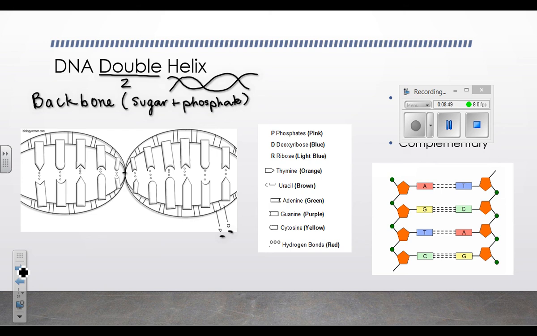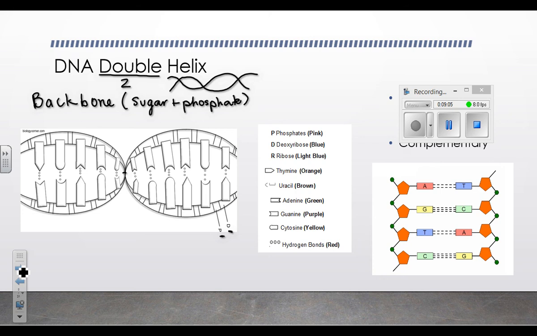Yeah, so creatine phosphate has phosphate in it. The other part of the molecule, the creatine part, isn't the same as deoxyribose, but the phosphate certainly would be. So along the edges of your DNA, you have the backbone that's made out of alternating sugar and phosphate.